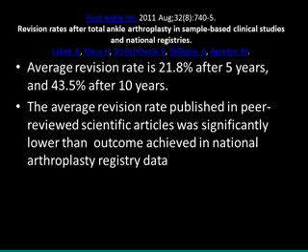And the other interesting thing was, and I don't think that the designers of ankles are purposely misleading us, but it's a natural bias for them to look at their prosthesis and maybe not have the same kind of critical eye that we would be looking at them. And so they found the average revision rate published in peer-reviewed scientific articles was significantly lower than the outcome achieved in national arthroplasty registry data. So what that means is that there's some exaggeration in the articles that don't fully enlighten us as to the number of revisions any particular prosthesis is having.